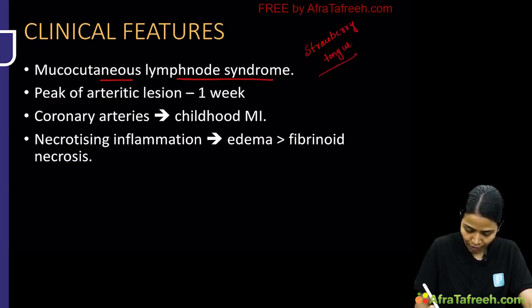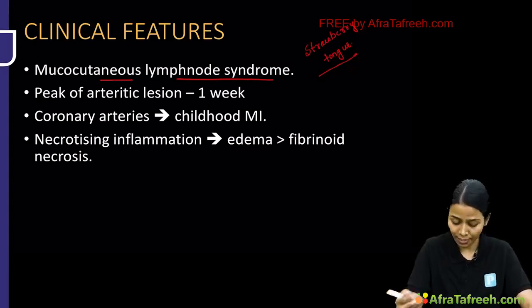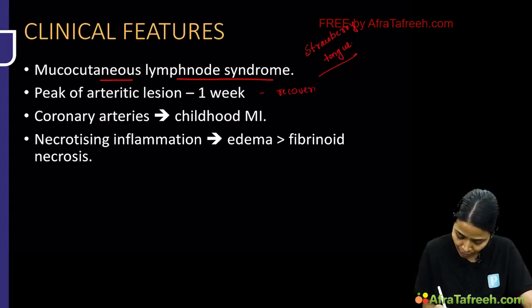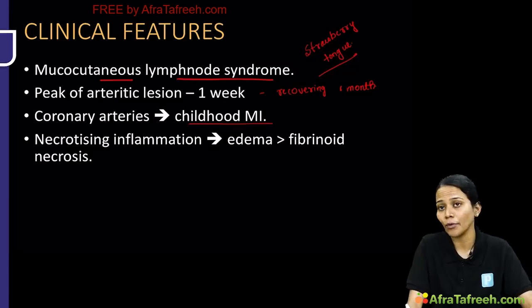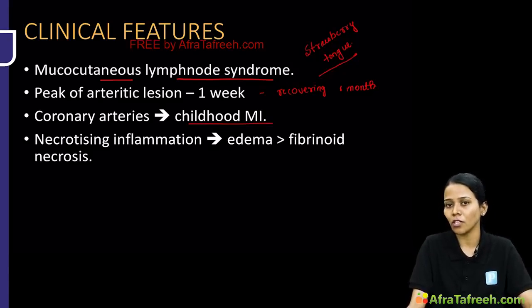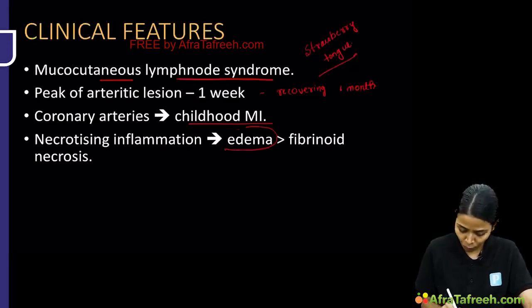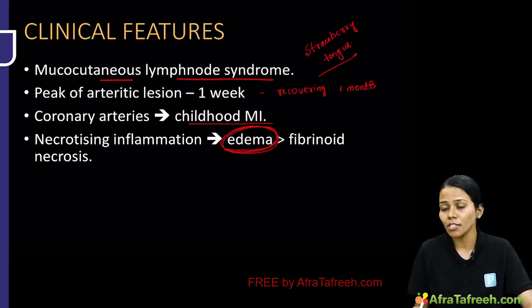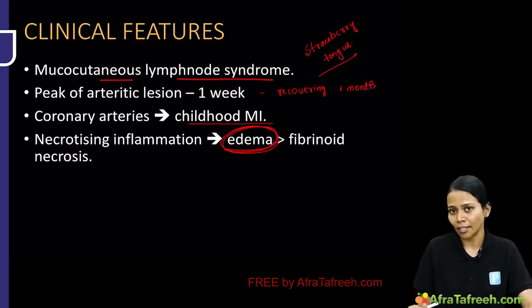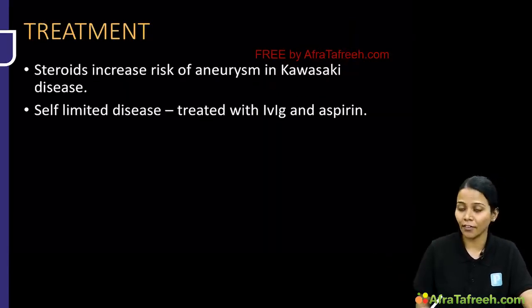And the peak of the arteritic lesion happens at 1 week. So at 1 week is the peak of the lesion, that is, if there is involvement of coronaries, all that happens in 1 week, and generally it starts recovering by 1 month. It is the most common cause of childhood myocardial infarction because it involves the coronary arteries. Necrotizing inflammation in the blood vessel causes edema and then fibrinoid necrosis. However, you see that edema is more than fibrinoid necrosis in these patients, unlike in PAN where necrosis is more than edema. So here they are not that severe, causing that severe necrosis. That's why they recover easily.